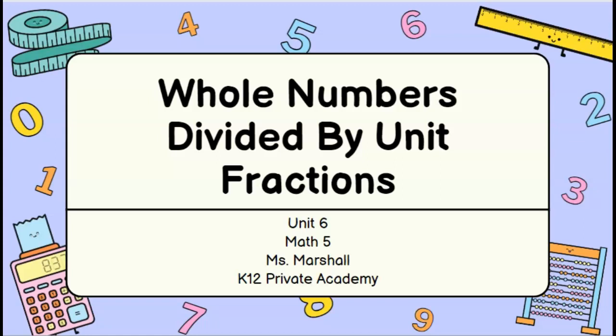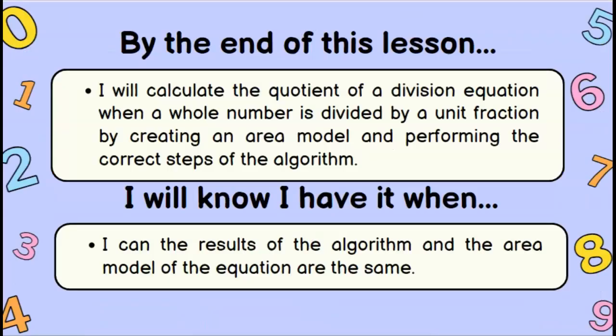Today's topic is whole numbers divided by unit fractions from Unit 6. By the end of the lesson, you'll be able to calculate the quotient of a division equation when a whole number is divided by a unit fraction by creating an area model and performing the correct steps of the algorithm. You'll know you'll have it when you see the results of the algorithm and the area model of the equation are the same.